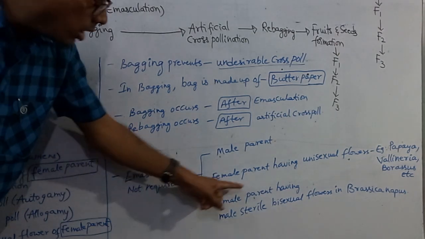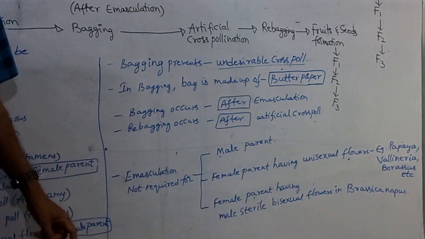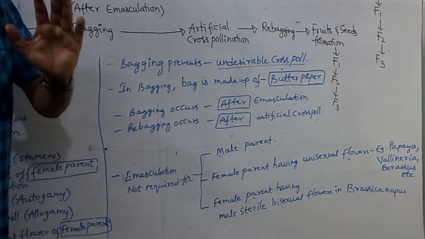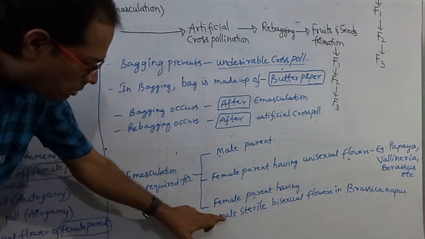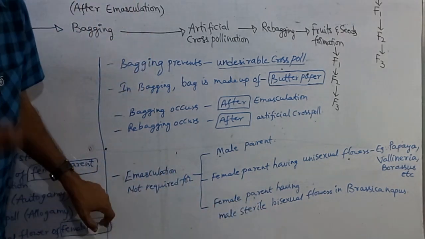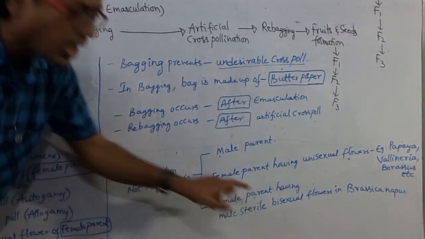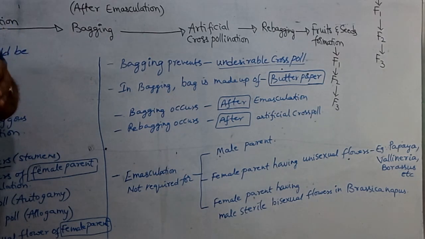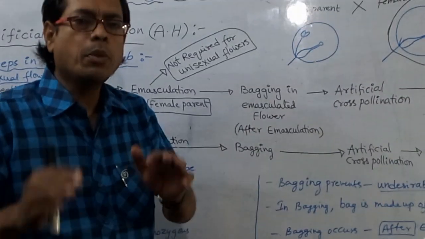And third, the female parent having male sterile bisexual flowers in Brassica napus. Try to remember that plant name, Brassica napus. In Brassica napus, flowers are bisexual only, but what is the word here? Male sterile bisexual flowers. What does it mean? The flowers are bisexual, but the male part is sterile. If the anthers are sterile, there is no need to remove the anthers in Brassica napus. Are you understanding, my dear students?